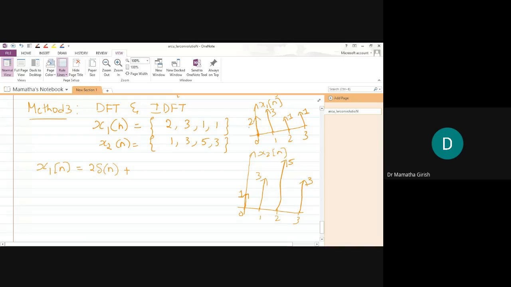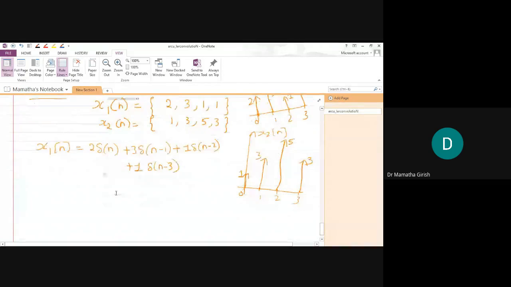Next, I told you, it is a sum of weighted impulses. At index 1, I've got an impulse whose weight is 3, right shifted by an interval of 1: delta of n minus 1. Next, the weight of this impulse is 1, placed right shifted at index 2. The last sample, weight is 1, is an impulse placed at 3. Is it clear? This is how I represent x1 of n.